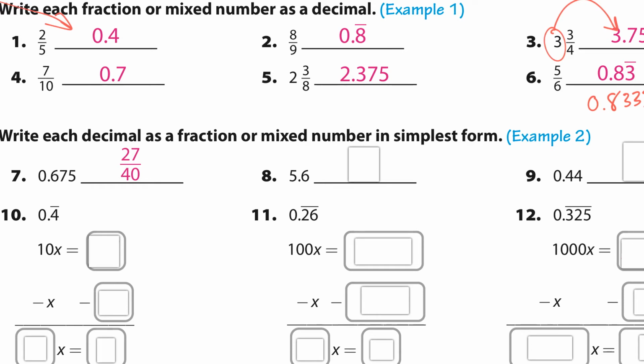5.6, well, the 5 ends up being, this is going to be a mixed number, and you get that because the 5 is here, and the 0.6 is 3/5, and you get that from 0.6. So 0.6 is 6 over 10, which equals 3/5. See, that's how you get the 3/5 right there.